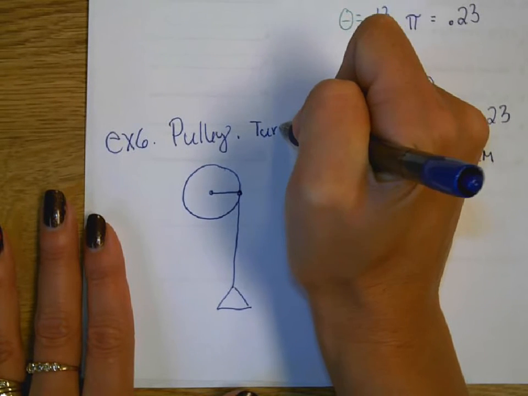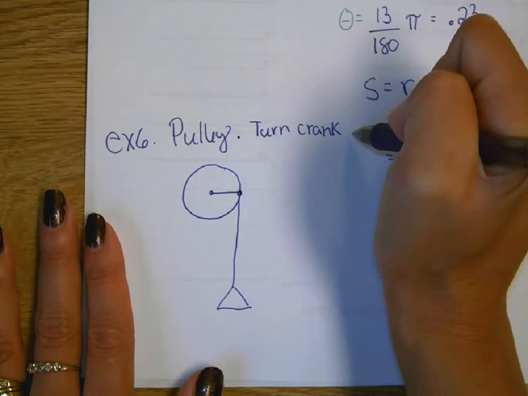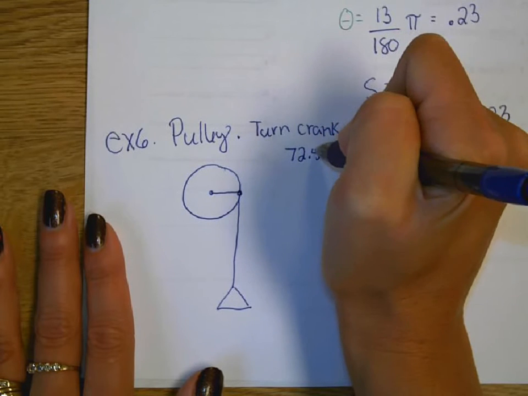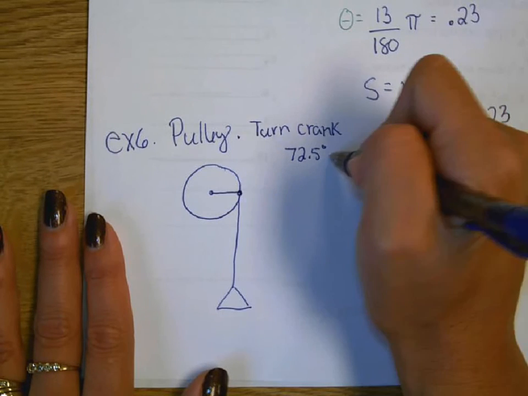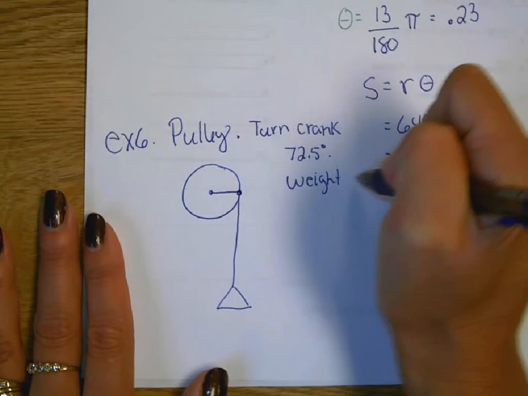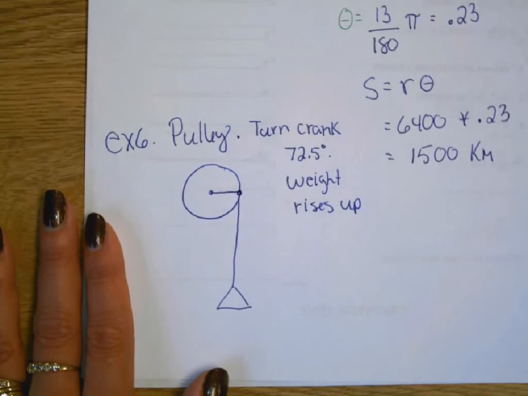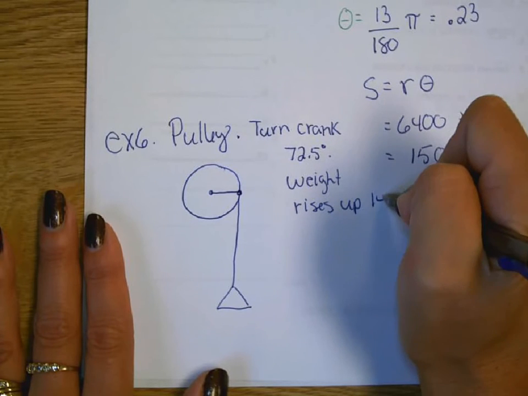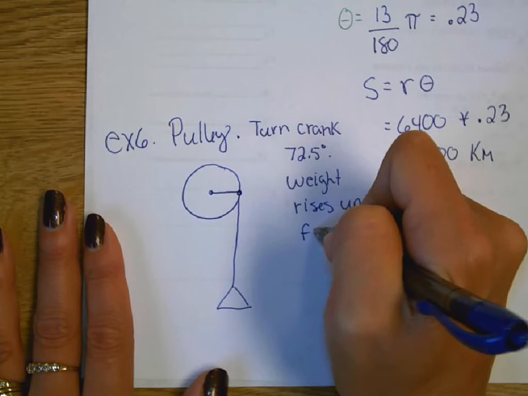Turn the crank 72.5 degrees. The weight rises up 14.3 centimeters. Can you find the radius of the pulley?